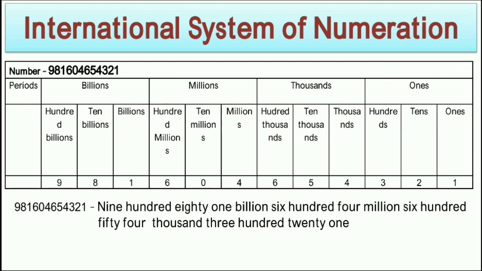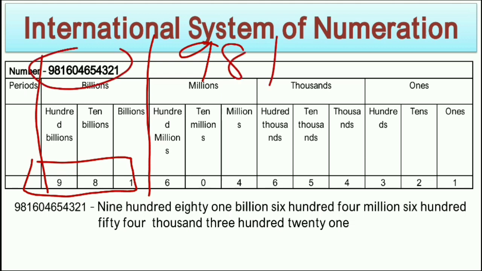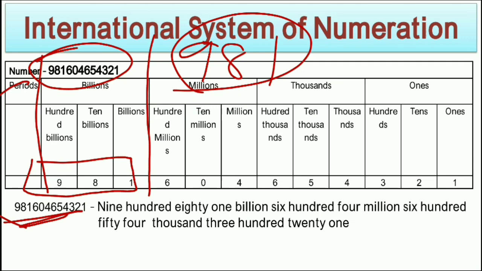Now how to numerate the number? Obviously according to the period. First the billions period. What comes in this? 981. I have taken this number as the example, and I have written it here. So 981 will be read together. 981 is in the billions period, so it will be read as 981 billion. After that we will talk about the millions period.